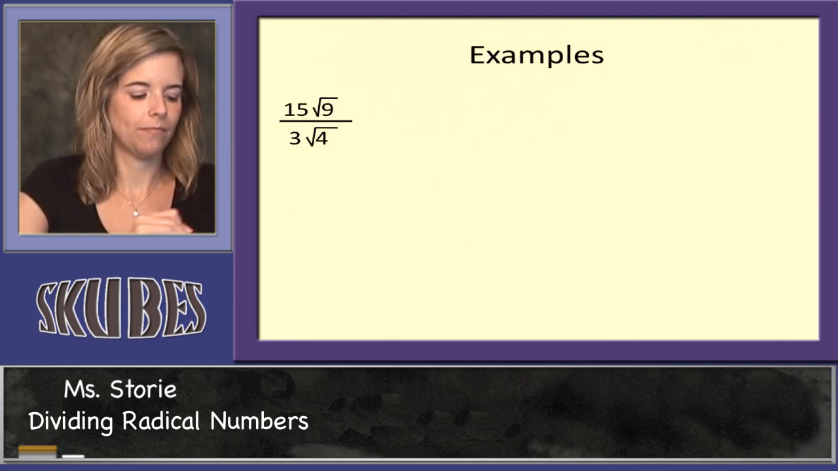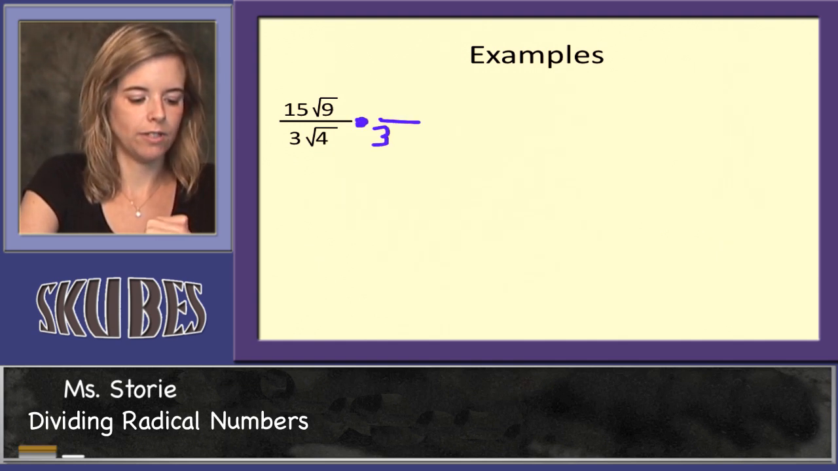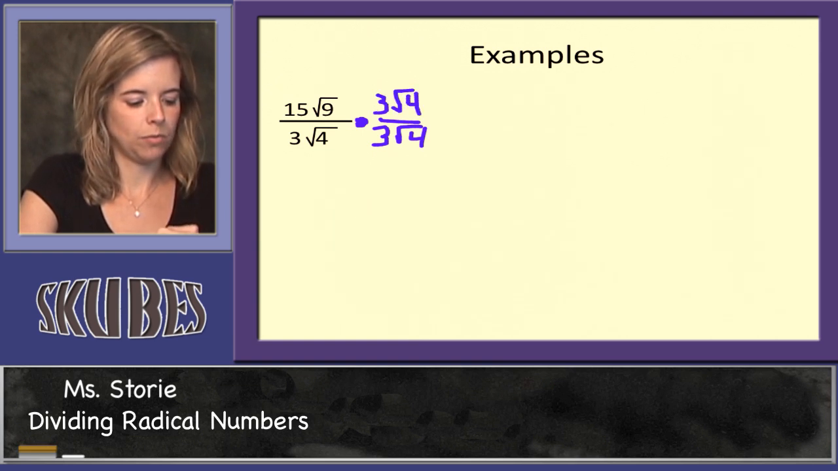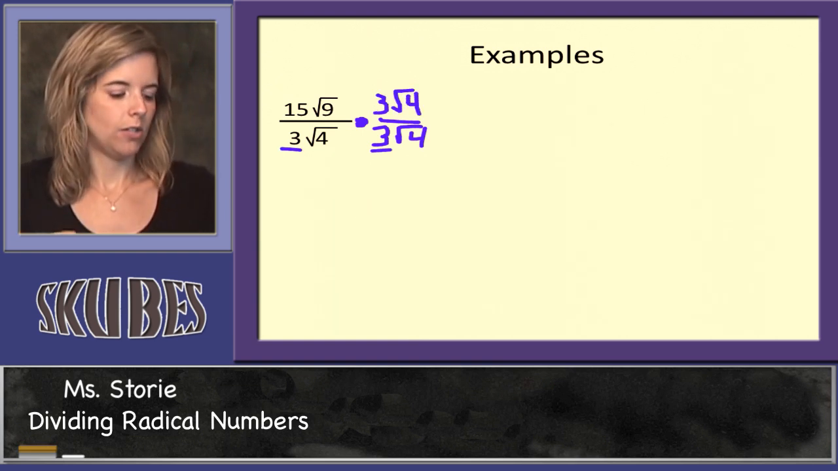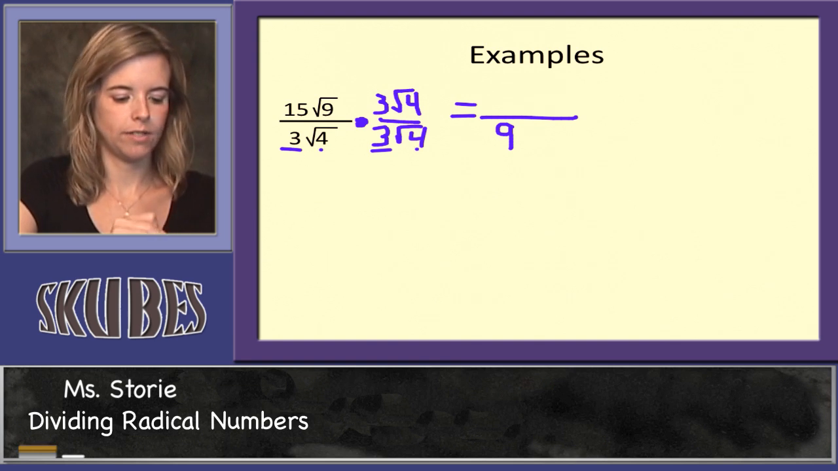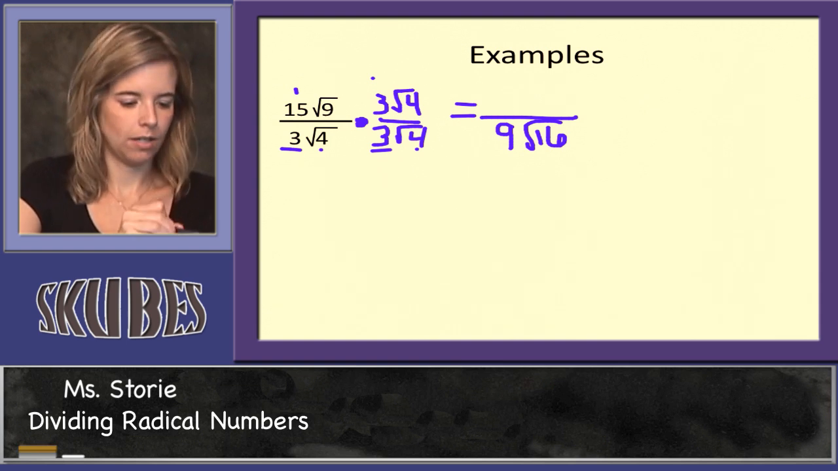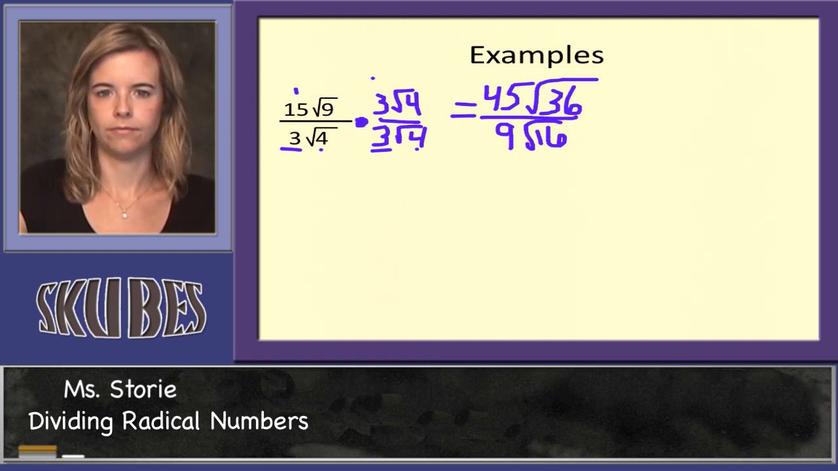Let's try another one. Remember, first step, you're going to multiply the entire fraction by whatever's in the denominator. Multiply whole numbers, those are like terms. So 3 times 3 is going to be 9. So you have 9 on the denominator. Now 4 times 4 is 16, and it's still under the radical sign. And then up top, you're going to have 15 times 3. And 15 times 3 is 45. And then 9 times 4 is 36.